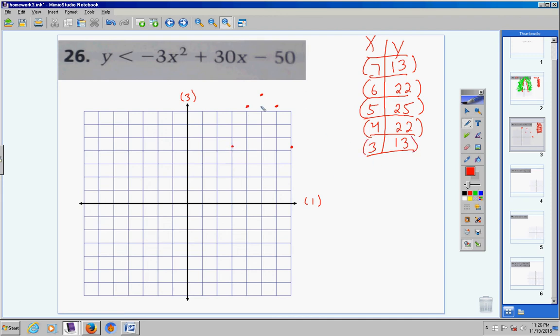Now notice there's no equal sign here, so it will be a dotted parabola. That's probably one of the biggest mistakes that students make when they're doing these. Now I'm about 99% sure that 0, 0 is going to be outside the parabola, but I'm just not going to take a chance. I'm going to test a point up here just to make sure.